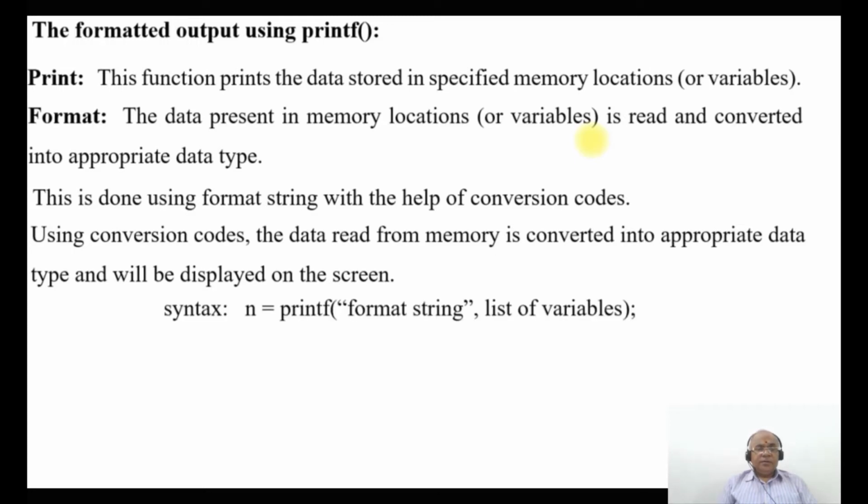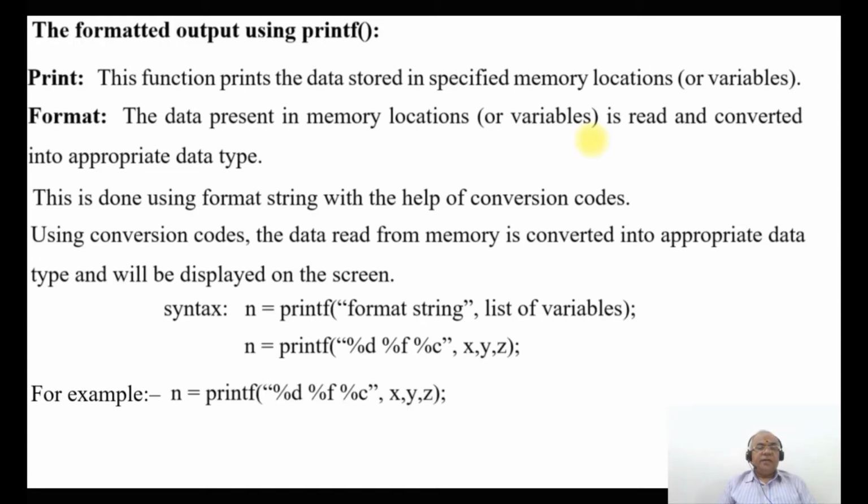Syntax says n equals printf, open the bracket, open the quotes, within quotes you write the format string, close the quotes, and then the list of variables you want to print. Suppose you say n is equal to printf, within the brackets, within double quotes, %d, %f and %c, then comma x, comma y, comma z, and close the brackets with a semicolon.